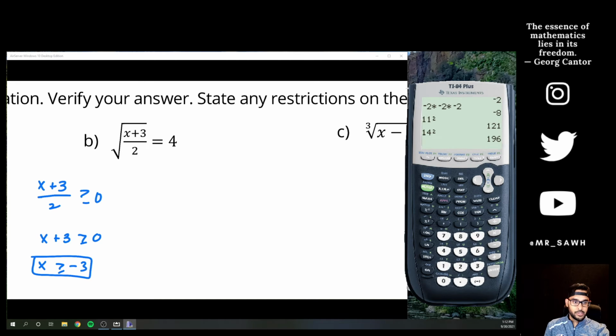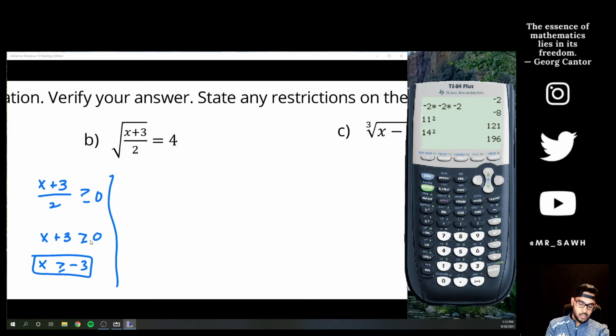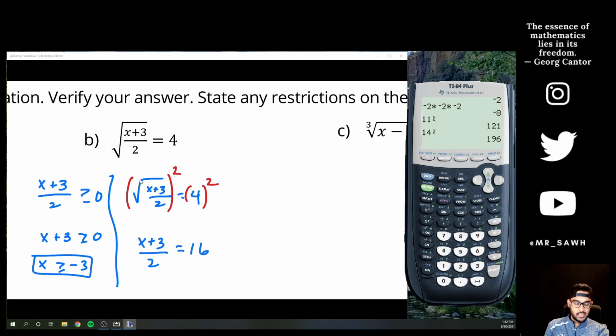Okay, there's my restriction. Now, in order to solve this, make sure your radical is isolated. It is. Everything is contained underneath it. There's no coefficient. There's nothing else being added to the root sign. So I can get rid of that root sign now. Let me just write it again here. I can get rid of the root sign again by squaring both sides. So you're going to be left with x plus 3 over 2 is equal to 16.